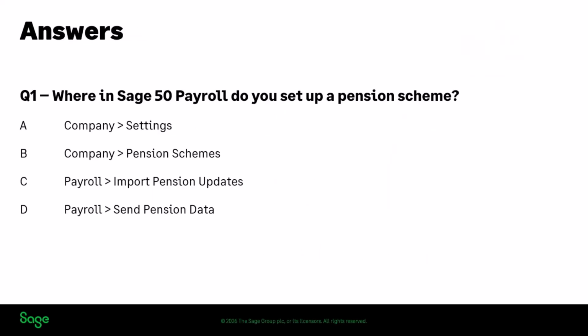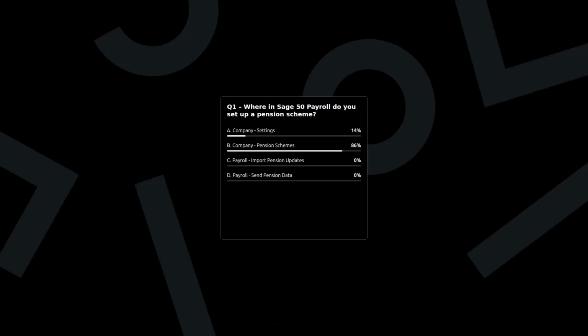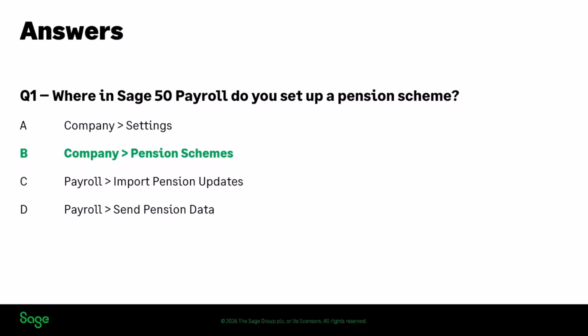Question number one was, where in Sage 50 Payroll do you set up a pension scheme? Let's take a look at what you said. For this one, 86% of you have gone for answer B, that's company, then pension schemes, with 14% going for answer A. Let's see whether you were correct on that one. The correct answer was indeed B, company, then pension schemes.